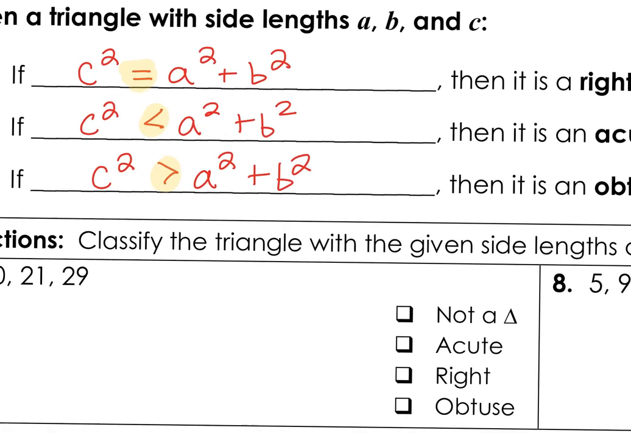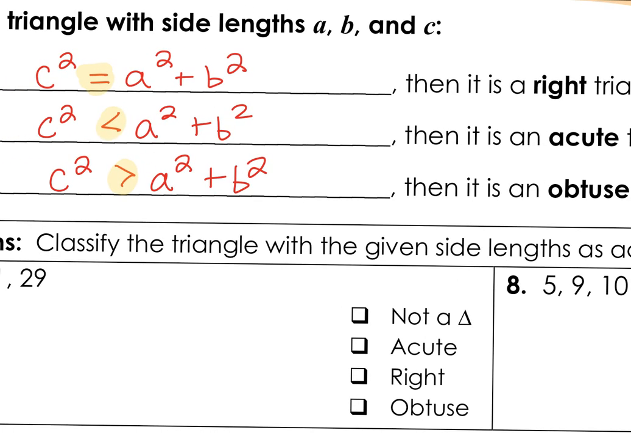If c squared equals a squared plus b squared, then we're dealing with a right triangle. If c squared is less than a squared plus b squared, that's an acute triangle. And finally, if c squared is greater than a squared plus b squared, that's an obtuse triangle. Okay. So we're flipping that order. That's going to help me determine what type of triangle to classify it.